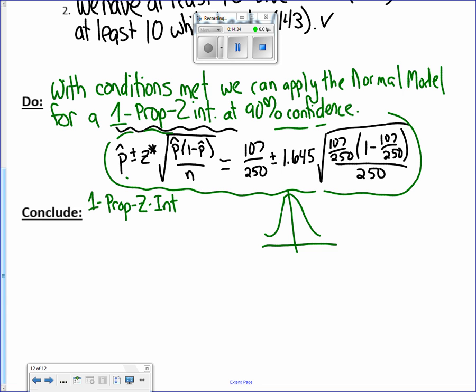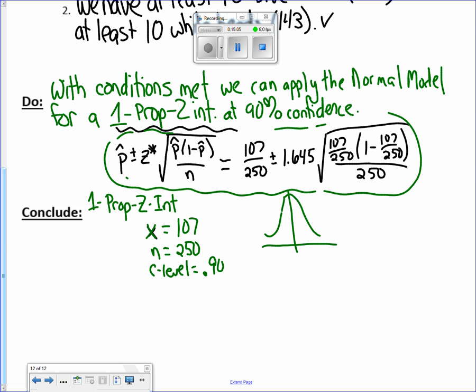Okay, go find your 1 prop z interval. Remember, it was stat, over to test, find 1 prop z int. It's going to ask you on your calculator for x. Well, you could write x down. That's probably a good idea. Let's write what you put in the calculator. X equals 107. And then it'll say n equals 250. And then it'll say confidence level equals, and you put 0.90.